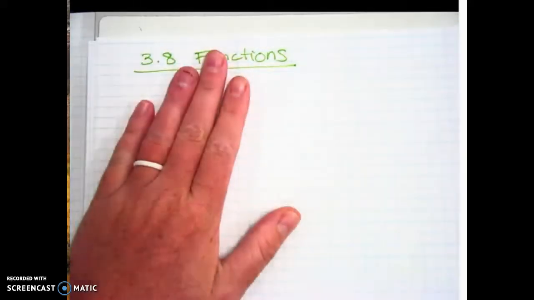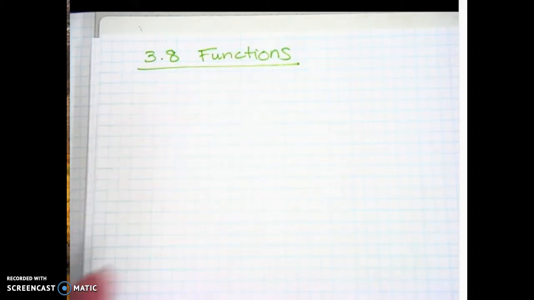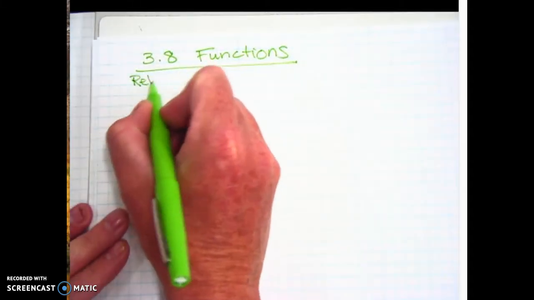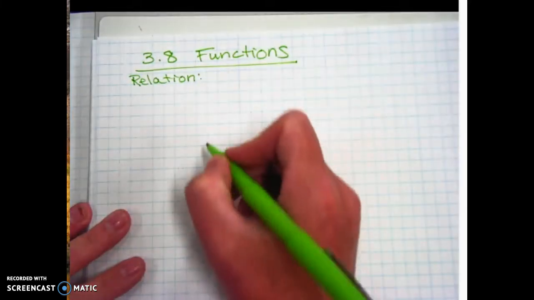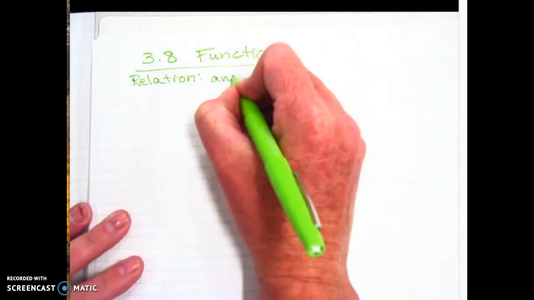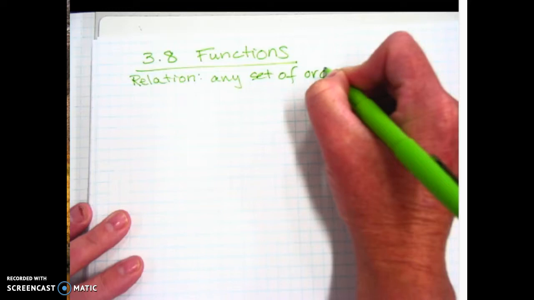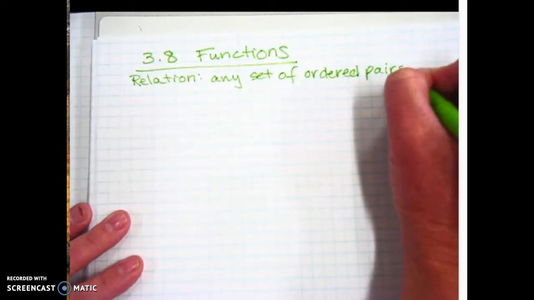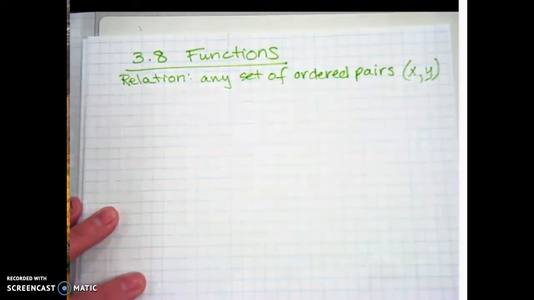All right, so today we're looking at 3.8. We're going to talk about what is a function. But first we need to talk about what is a relation. So a relation is going to be any set of ordered pairs, and an ordered pair is basically some number x, some number y.